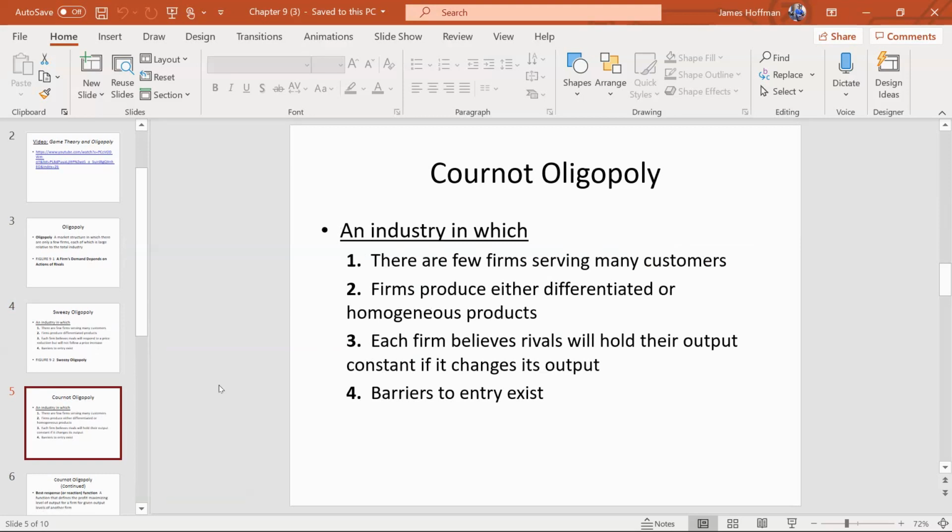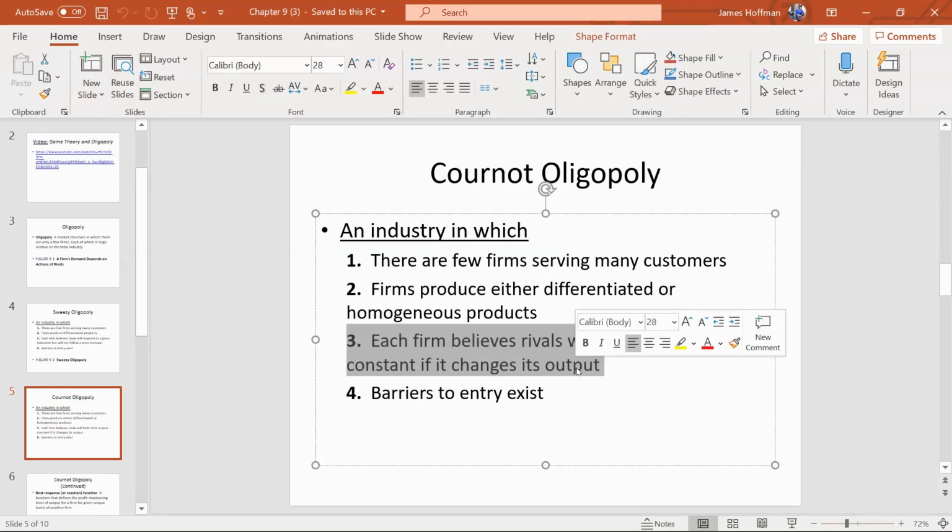That's standard. They produce a differentiated or homogeneous product. That's standard. The big difference here is that each firm believes that rivals will hold their output constant if it changes its output. So they model their output decisions based on what the other firm's going to do, but they don't think that they're going to respond to their output changes.